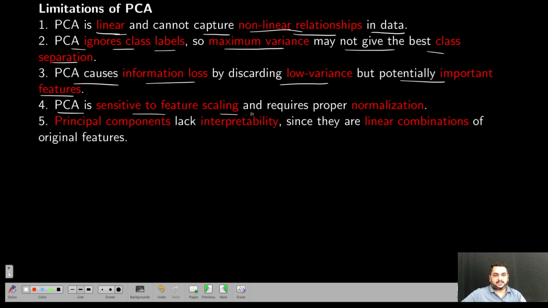PCA is sensitive to feature scaling and requires proper normalization. Principal components lack interpretability since they are linear combinations of the original features. So linear combination is the biggest limitation of principal component analysis.